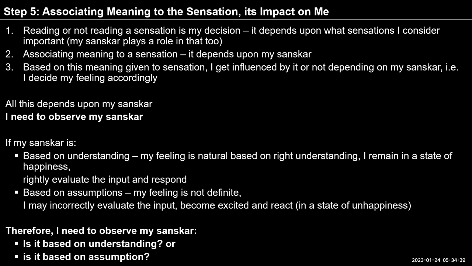Now, in step 5, we are trying to see how we associate meaning to the sensation. There are 3 kinds of sensation that I receive from the body. One is through the behavior of the other, which is outside the body, and there is some effect on the body, and then sensation is produced in the body, and I read that sensation. The second is the physiochemical changes happening outside the body, for which also I am receiving the sensation from the body. And the third is the changes that are taking place in the body, and I am receiving sensation for that also.